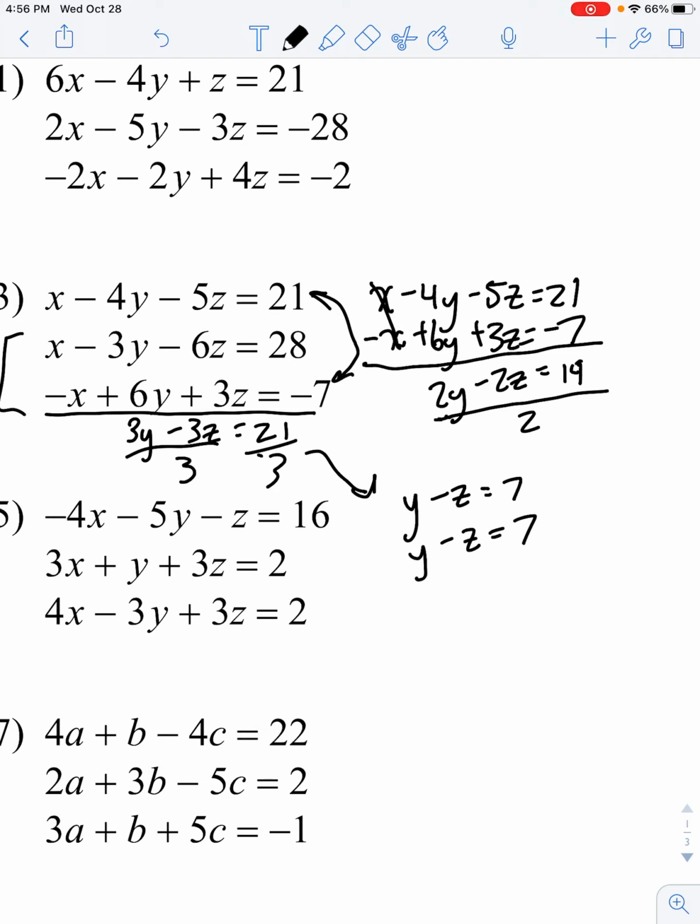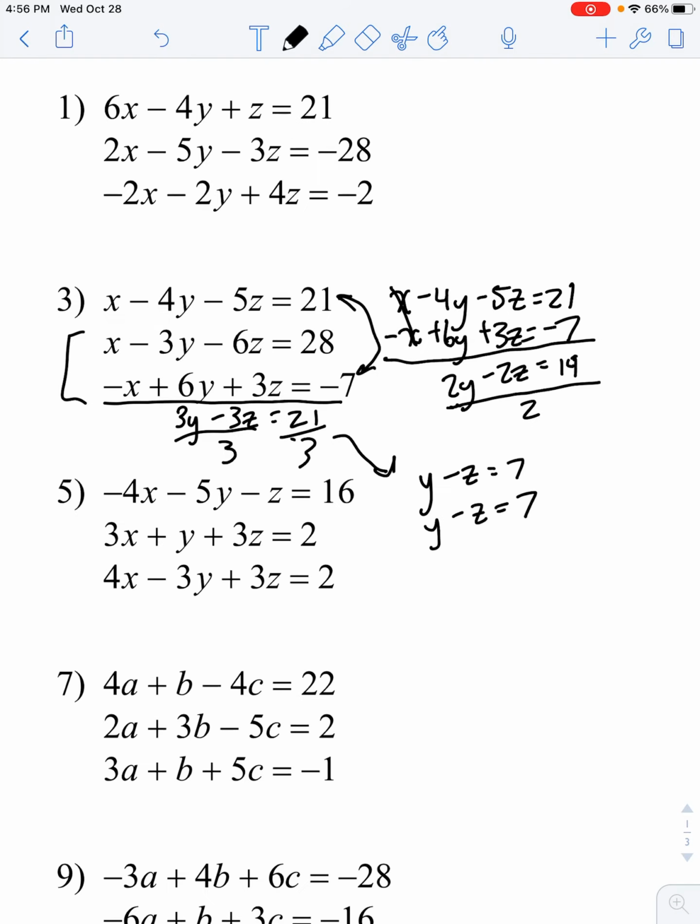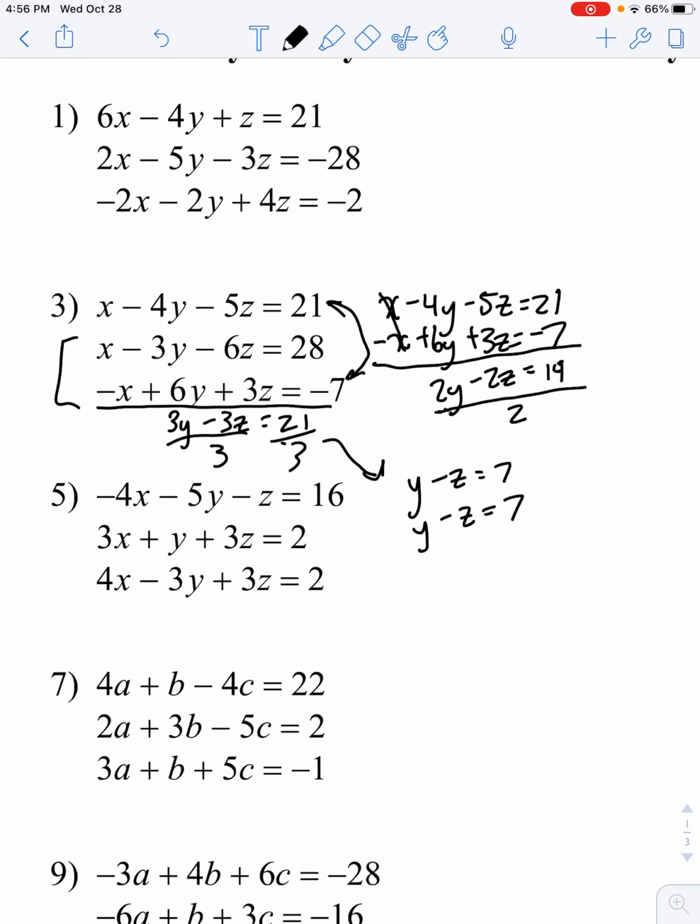Okay, so this should sort of be a red flag on this one, because we ended up with two of the same equations. So if I were to flip all the signs on one of them, you're just going to end up with nothing left over. Okay, so we'll do that just in case. So I'm going to multiply everything through by a negative. So negative 1 times y is negative y. Negative 1 times negative z is positive z. And negative 1 times 7 is negative 7.